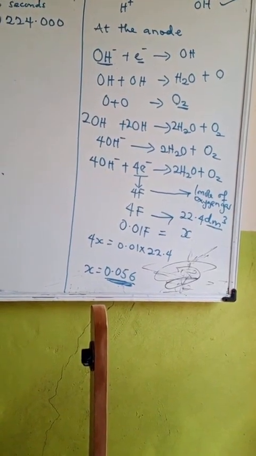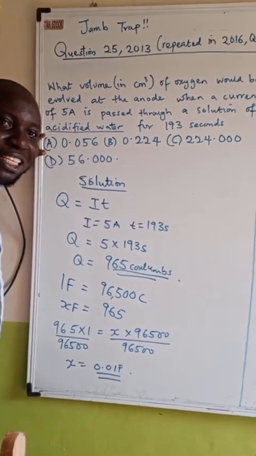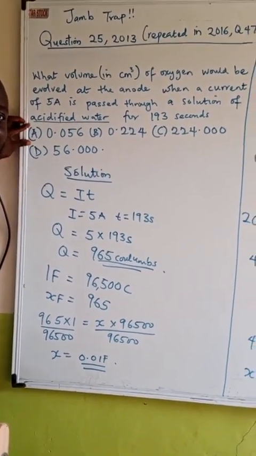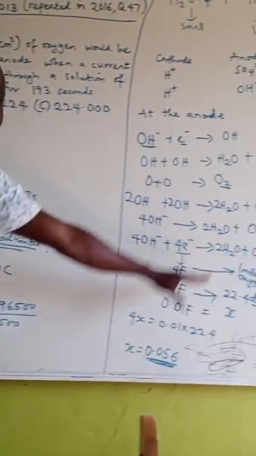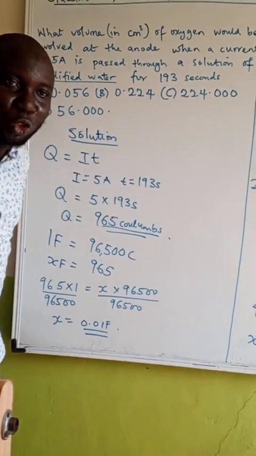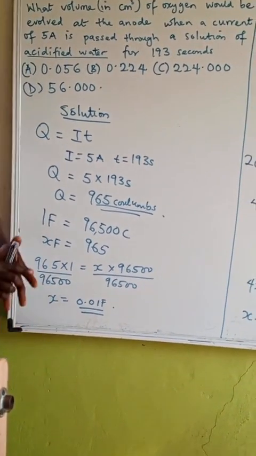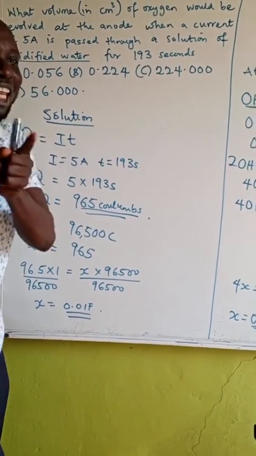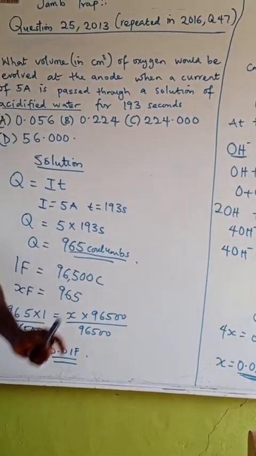Now, this is the psychology behind it. Look at the option here. What is option A? 0.056, abi? Yes, sir. Now imagine you pass through all this stress and the answer you get happens to be what you see in option A. What will you do? You will pick it without a second thought. But the question has initially set a trap for you. What volume is cm cube?